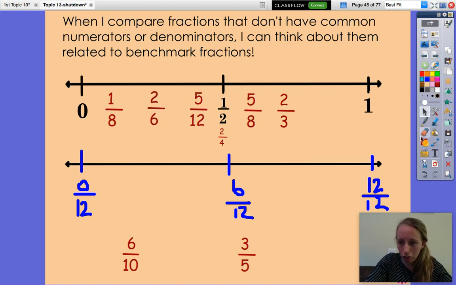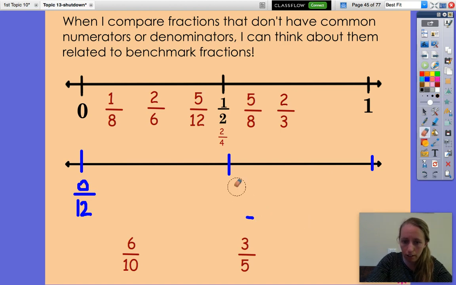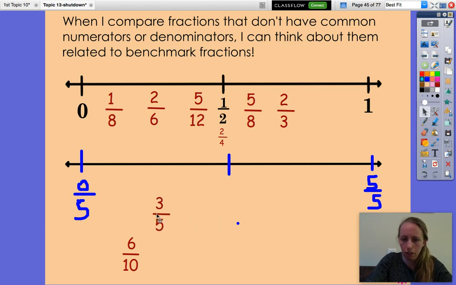All right, just 2 more fractions, and then we can move on. We have fifths, so 5/5, 0/5. Where would 3/5 be on the number line? Is 3/5 closer to 0 or closer to 5? Would it go after a half or before the half? Let's think.